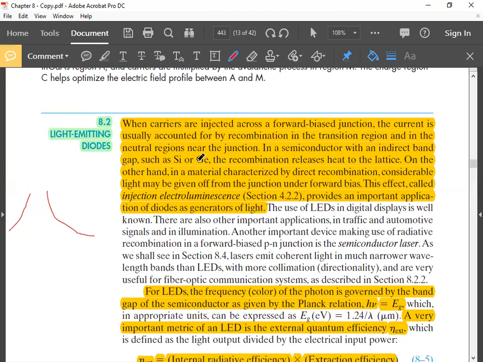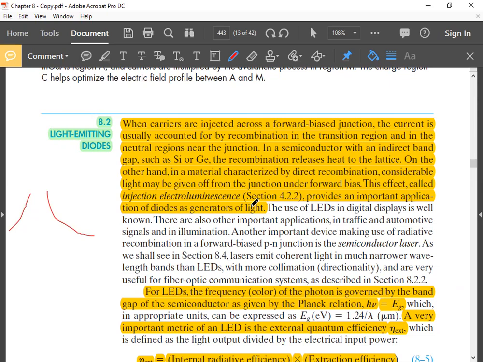Now, in indirect band gap semiconductors, silicon, germanium, this released energy will be obtained as heat to the lattice, because the recombination will be non-radiative recombination, right? In a semiconductor with an indirect band gap, such as silicon and germanium, the recombination releases heat to the lattice. But on the other hand, in the material characterized by direct recombination, considerable light may be given off from the junction under forward bias. So this effect, called injection electroluminescence, provides an important application of diode as generators of light.